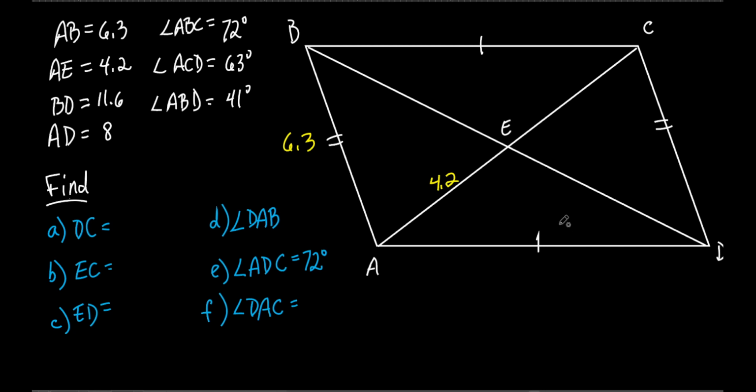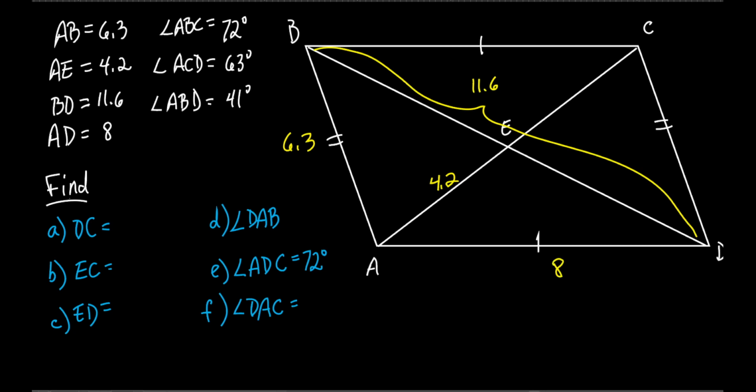BD, that's a whole thing, which is 11.6. How am I going to do that? I'm going to do one of these things. BD is 11.6. All right, AD down here is 8.